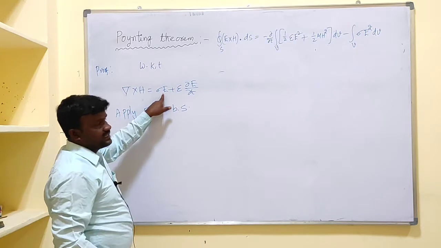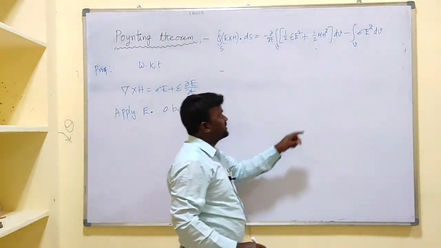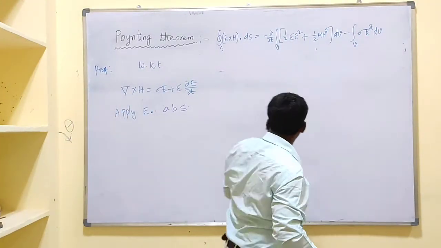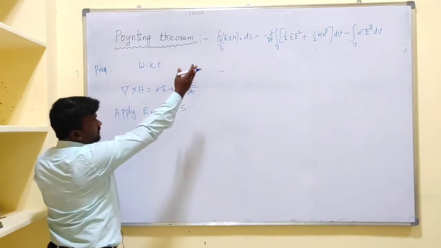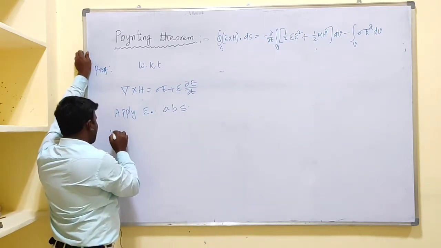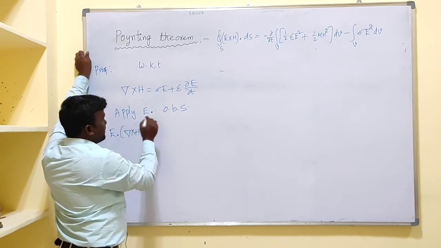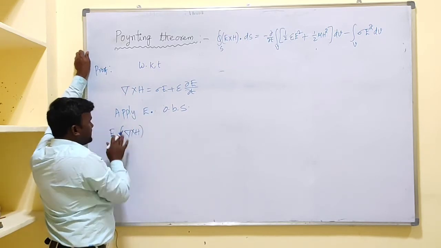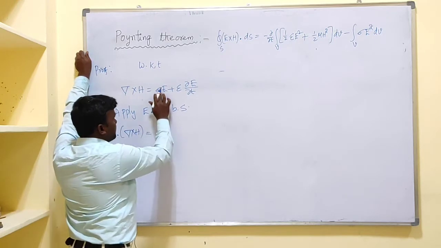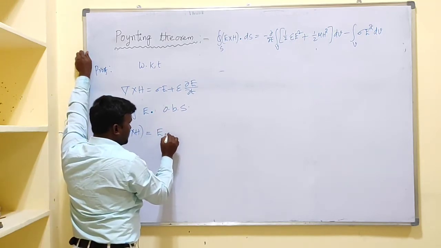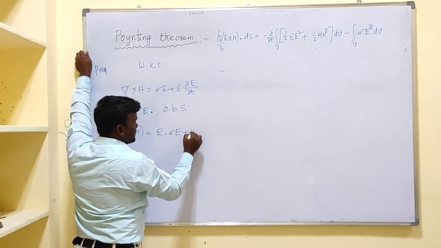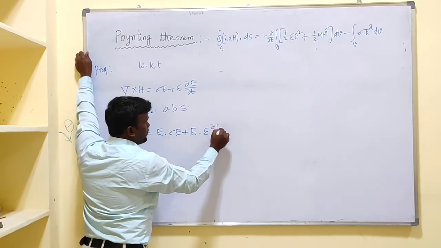In order to get sigma E square, on that one we have sigma E square. Let us go for E dot del cross H. If I apply E dot on the left hand side, I will get this, and for this term we can write E dot sigma E plus E dot epsilon dou E by dou t.